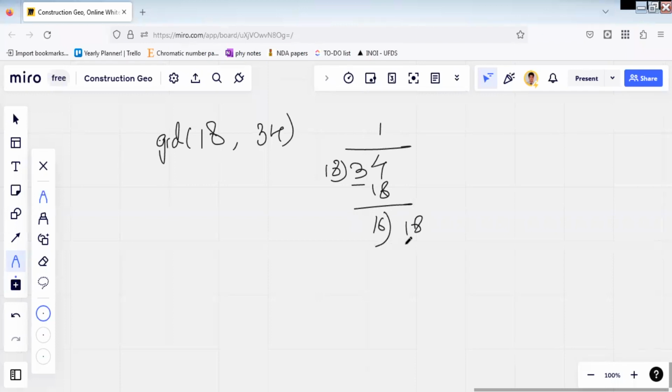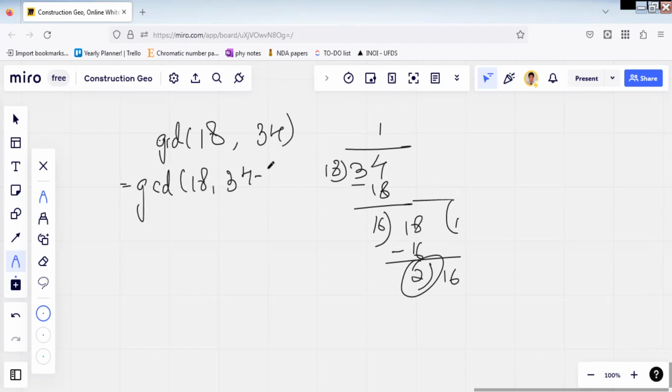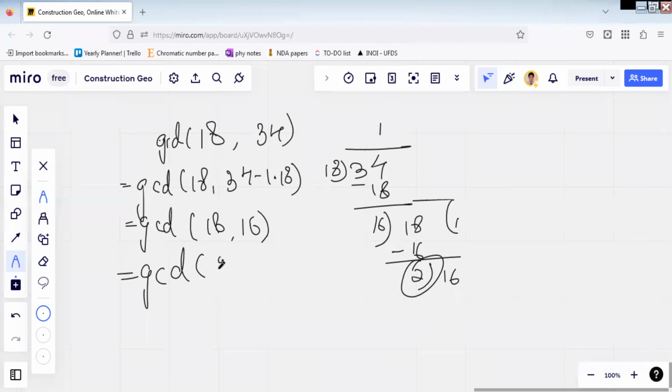16, 18, 2, 16. So the GCD is 2, which is basically the same thing as writing this as GCD of 18, 34 minus 1 time 18, which equals GCD of 18, 16, which equals GCD of 18 minus 16, which is 2, 16, and which is 2. So this thing can be written like this.